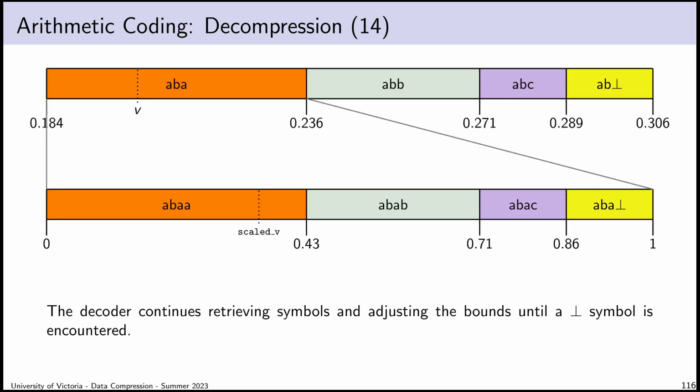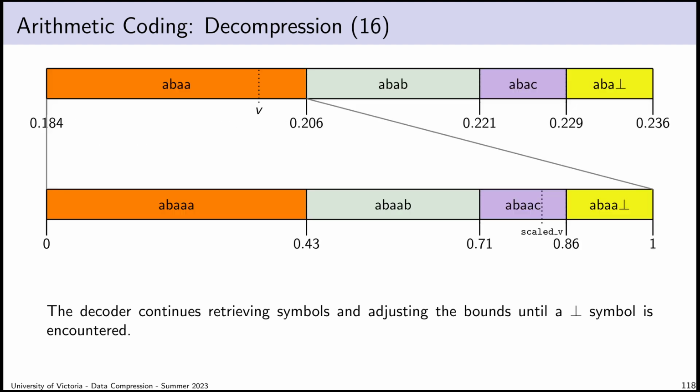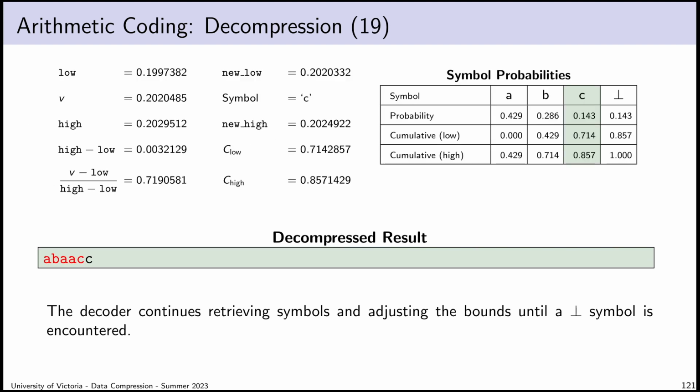Okay, so I just keep decoding. At the next step, when I scale from my range 184 to 236, I stretch that out. V ends up landing in the A range, so my next character is A. I keep going. Eventually, I see a case where V gets scaled out and it ends up in the C range, so now I'm looking at a C, and I keep going, there's another C, and then I just keep performing this process, and eventually I will decode an end of message symbol.